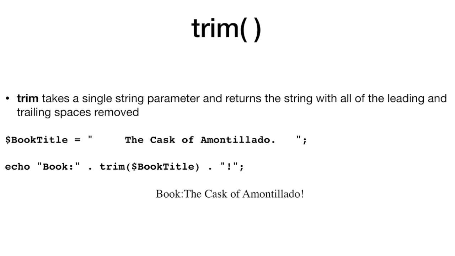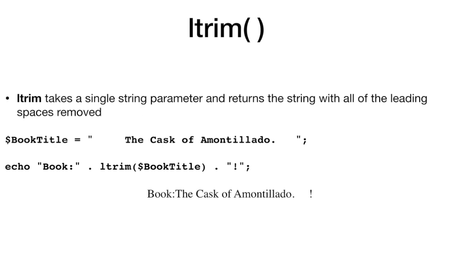So here we have a bunch of spaces, the Casca of Montevideo, and we're doing echo book colon. I designed this just so you could see exactly that the spaces are gone there. So trim book title is going to be this book title but with the leading and trailing spaces gone, and then an exclamation mark at the end, and you can see that there's no spaces between the colon and the exclamation mark. So that can be useful.